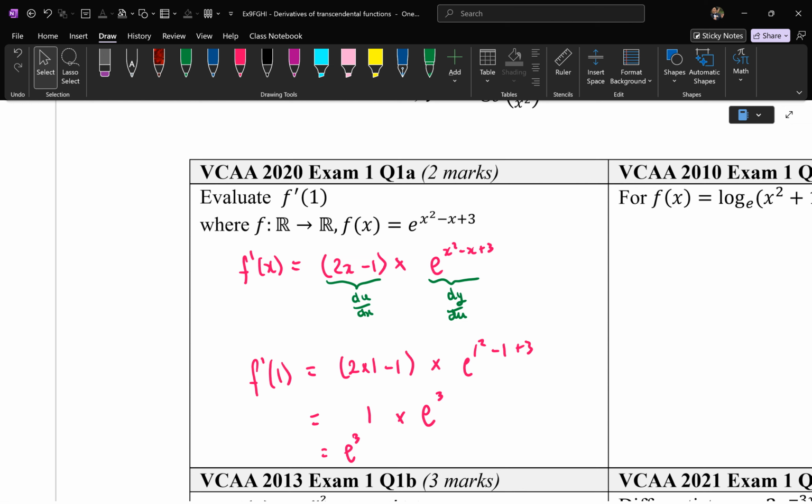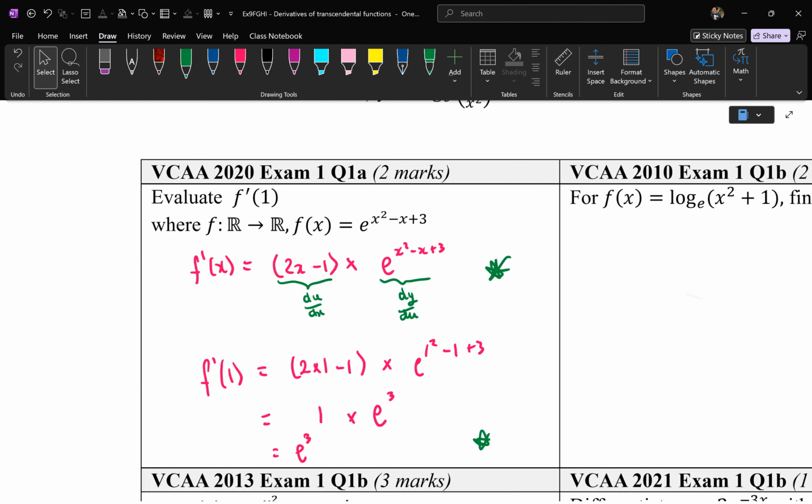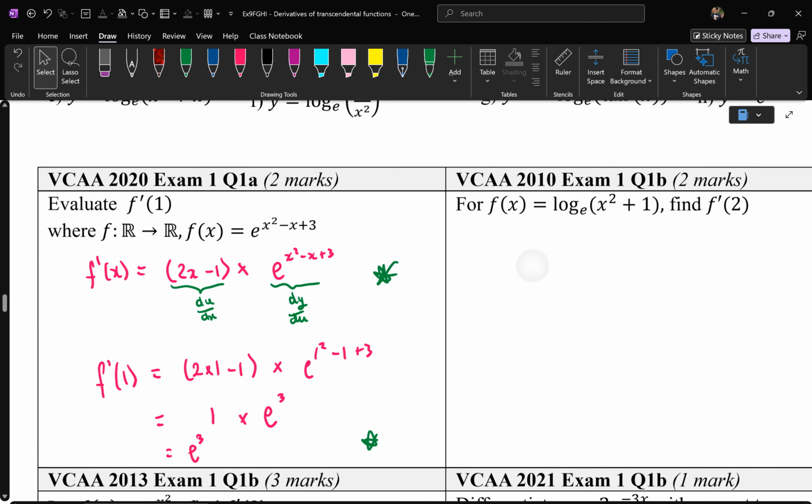What are the marks? Sorry? Oh, the marks would be, for the first one here, finding the derivative, and then the answer mark. Let's try the next one.